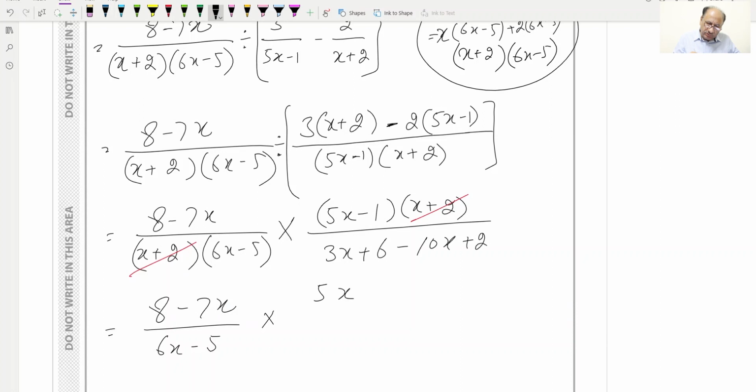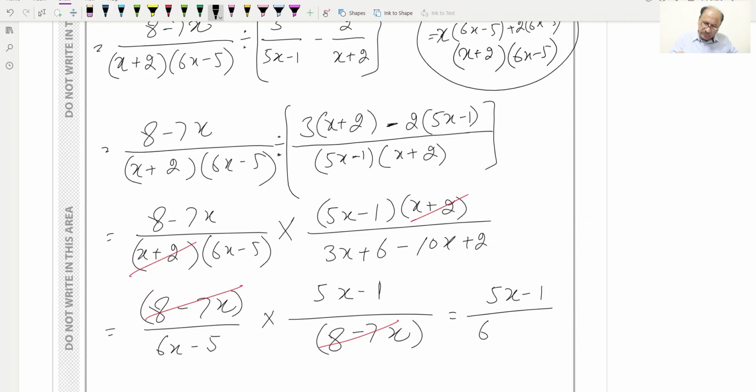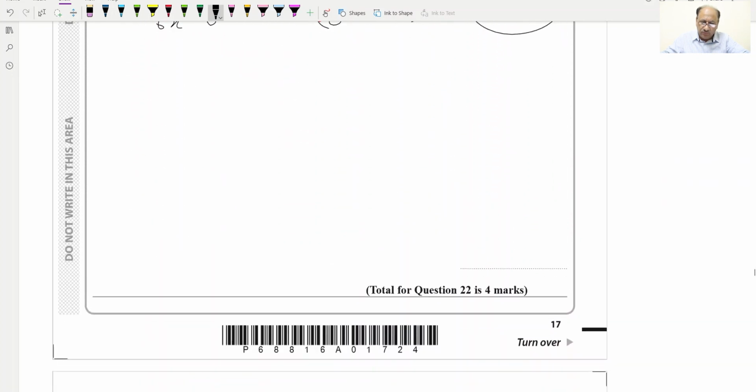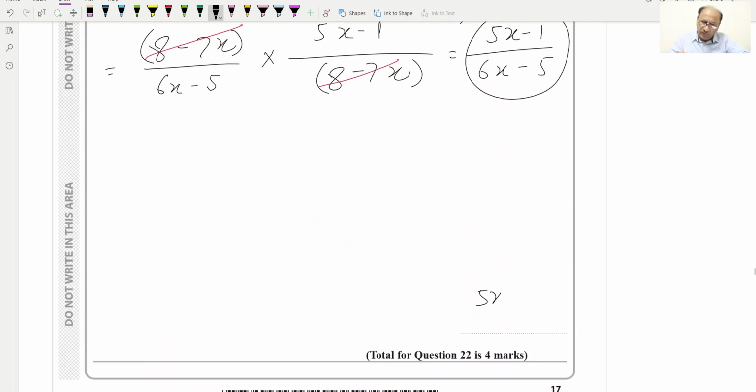8 minus 7x. Now 8 minus 7x, this one and this one we can cancel, and the remaining will be 5x minus 1 divided by 6x minus 5. This will be basically the simplified answer which we got, and we can provide the answer over here: 5x minus 1 over 6x minus 5. This will be the final answer for 4 marks.